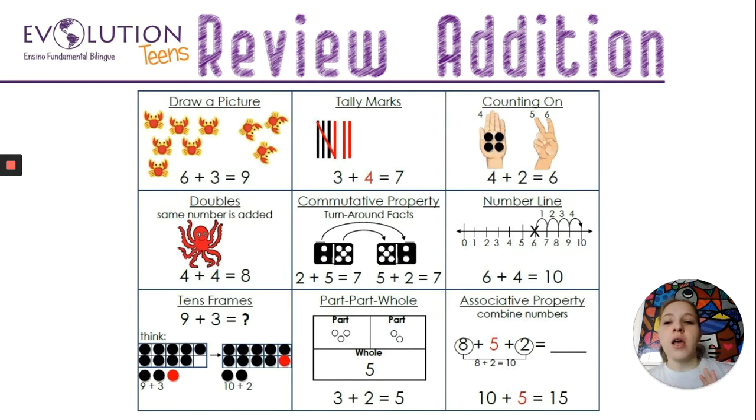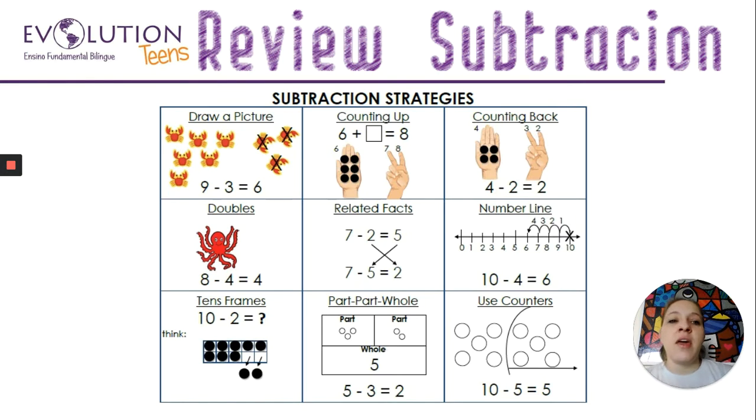Part, whole. It's like draw picture. So you put some part in the first space, the second part in the other space, and then you have the whole. The whole number is the result. Associative property: when you combine numbers, again, you combine to make 10, and then it makes it easier to add the other number. Okay?